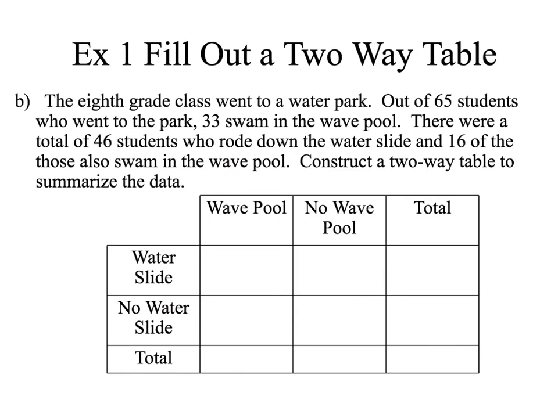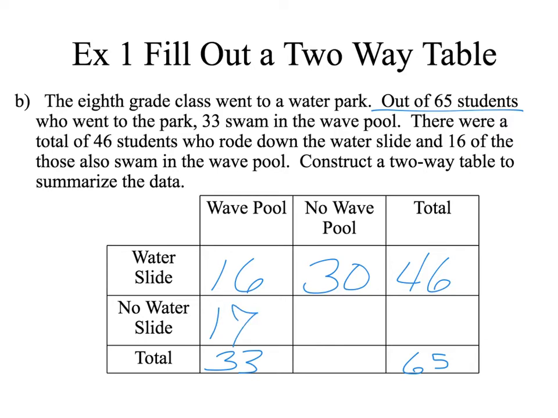Same thing here. 65 students went to the park. So 65 total students went to the park. 33 total students swam in the wave pool. 46 total students slid down the water slide. And 16 of those also swam in the wave pool. Because of that, I know that 30 did not go in the wave pool that went down the water slide. And I also am able to tell that 17 did not go down the water slide but went in the wave pool.